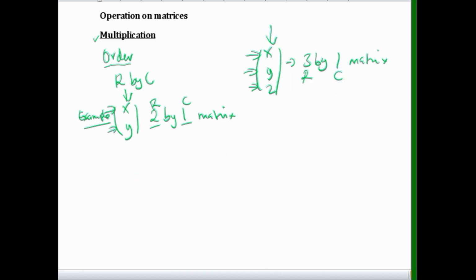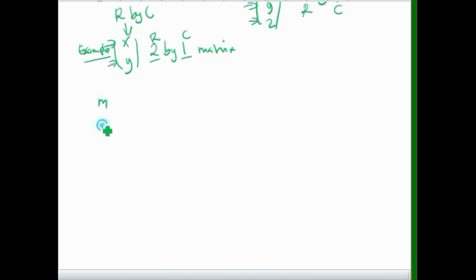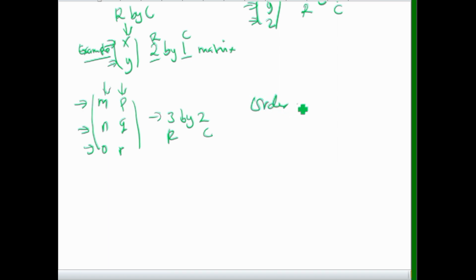Let's take another one here. M, N, O, P, Q, R. Now, this one is a 3 by 2 matrix. Why? Because the number of rows are 1, 2, 3, and columns are 1 and 2. So all this is called the order of a matrix.